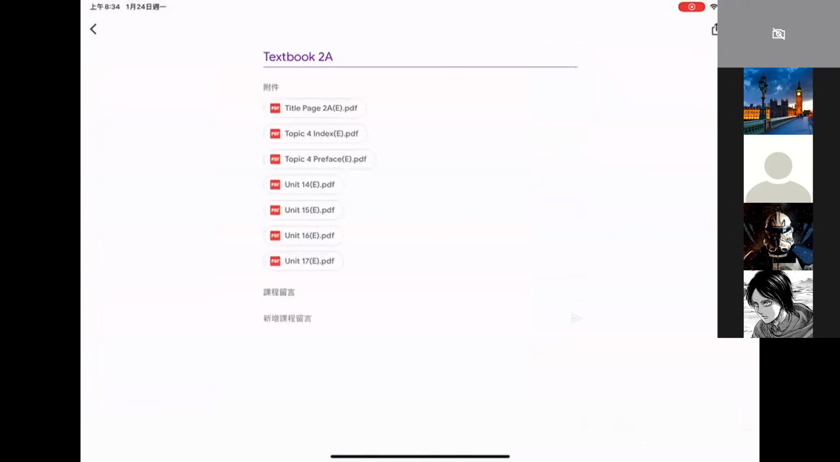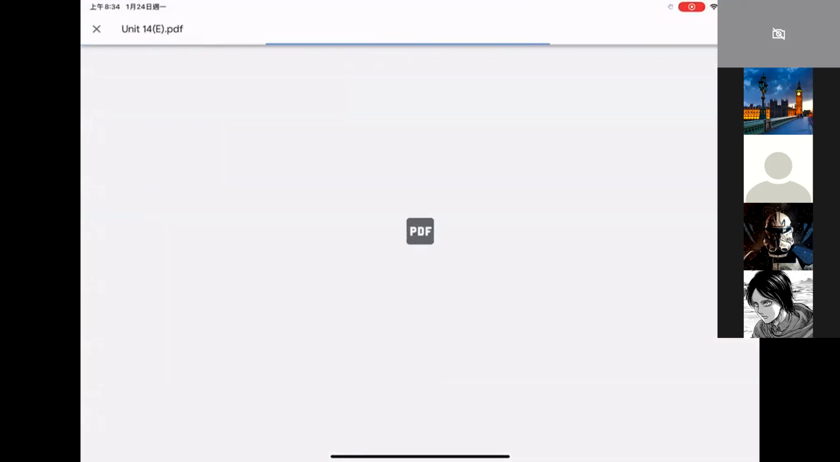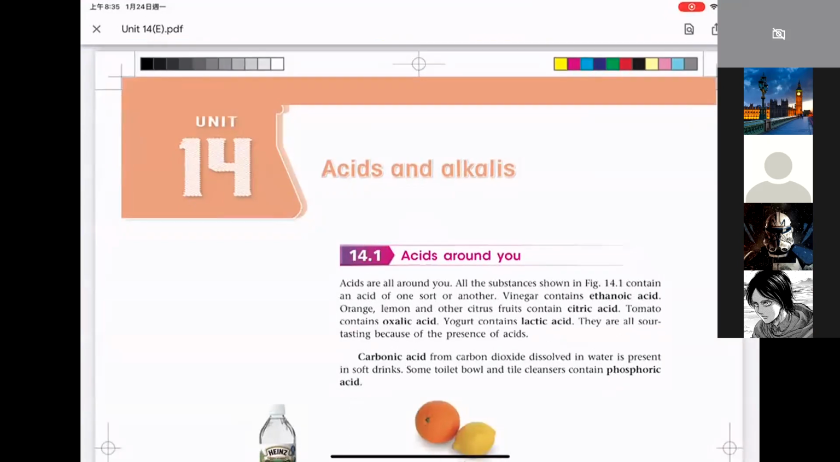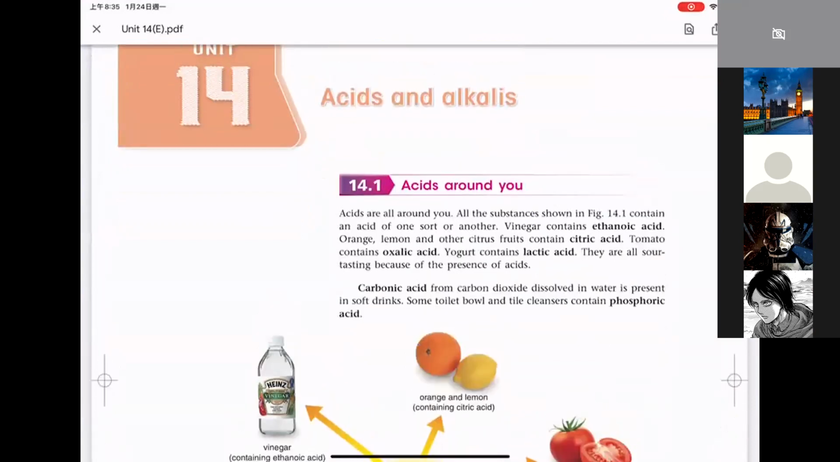Now you may retrieve those textbooks 2A through your Google Classroom. And today we start from Unit 14. Did you all see that? Yes, thank you. So it is acids and alkalis. Now today we talk about acids and alkalis.